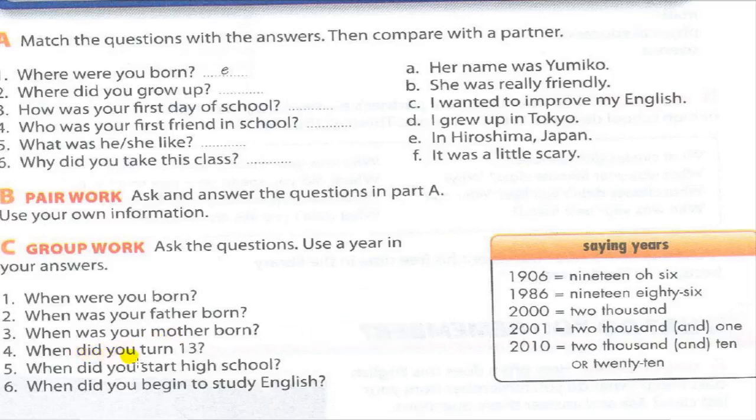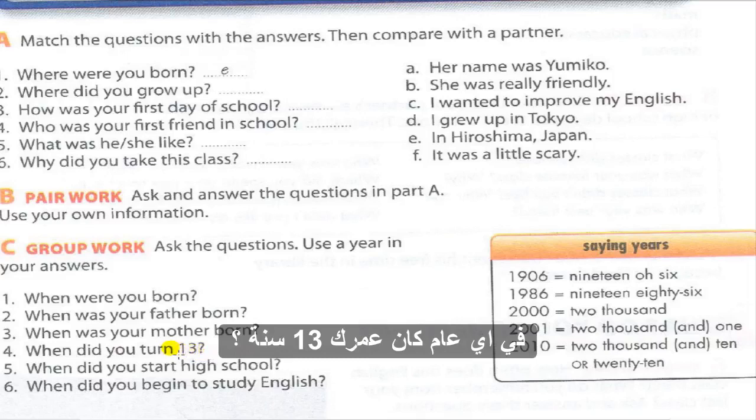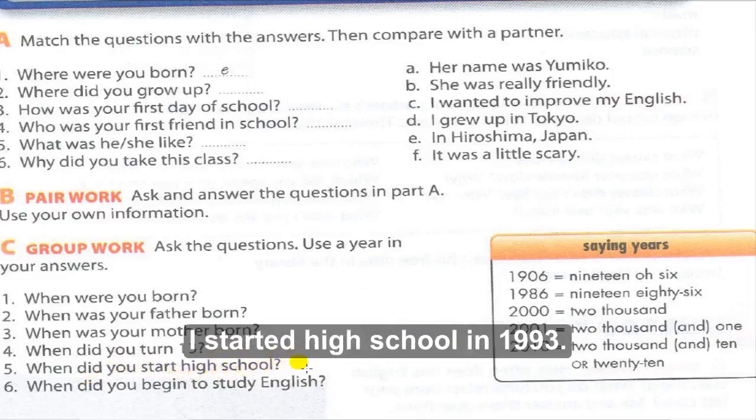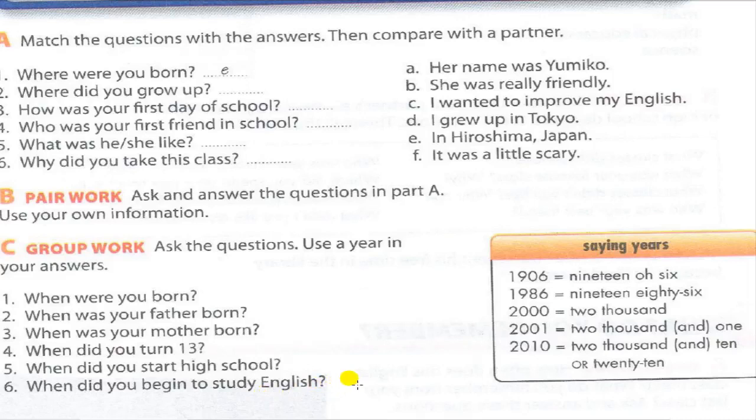When did you turn 13? In which year did you become 13 years old? I turned 13 years old in 1990. When did you start high school? I started high school in 1993. When did you begin to study English? I began to study English in 1989.